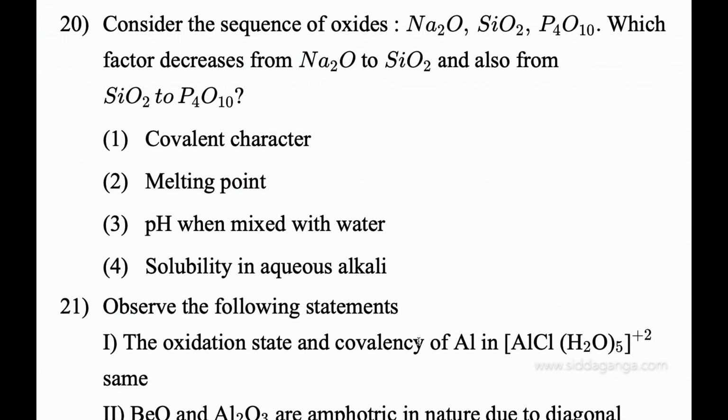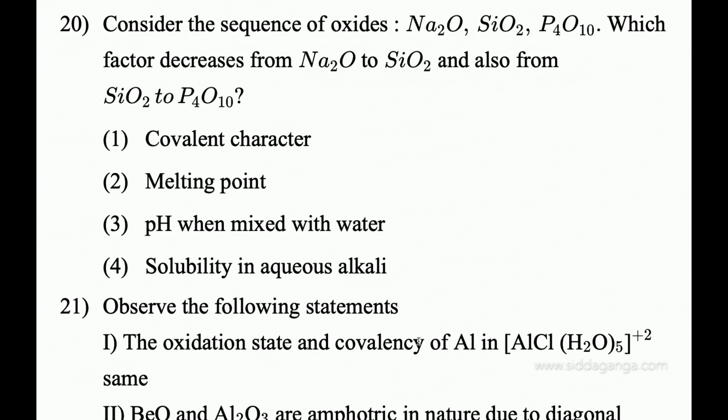Consider the sequence of oxides. Starting information is given. Left hand side in the periodic table is basic in nature, right hand side in the periodic table is acidic in nature, some are amphoteric in nature. Amphoteric means it can react with acid as well as base.